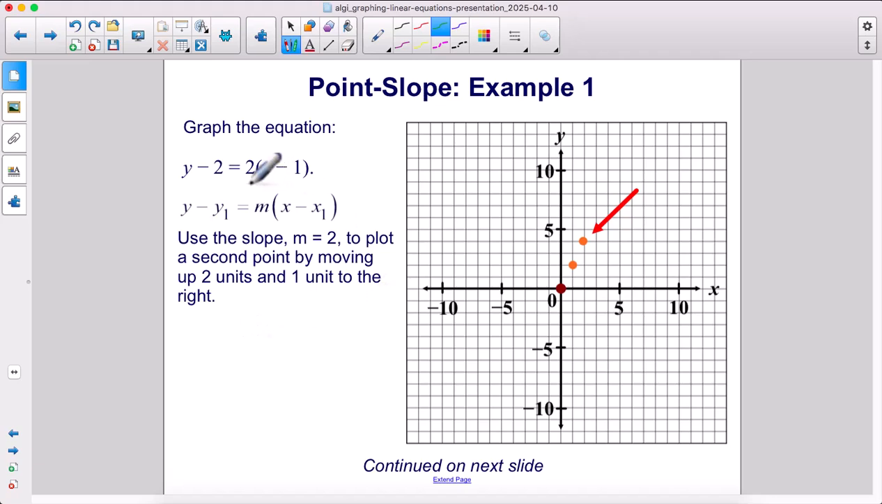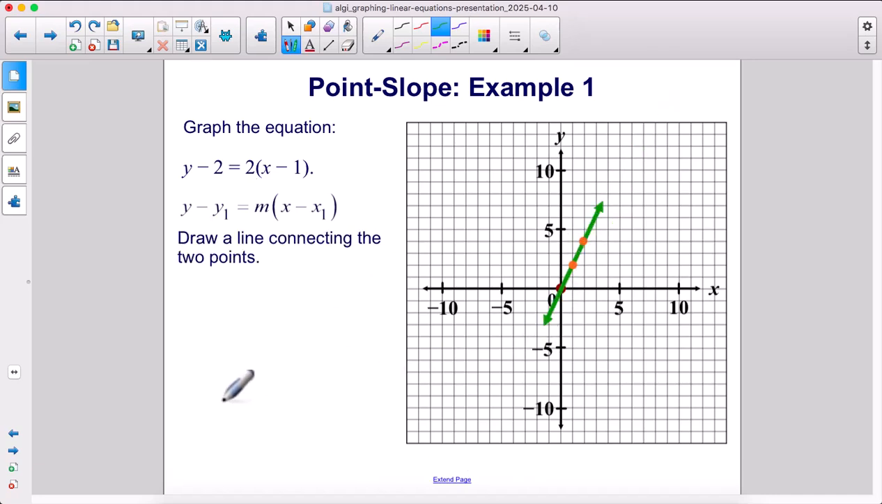Then we're going to use the slope, which is given to us here, 2, by rise over run. We're going to use rise over run, up 2 over 1, and then we connect the dots. And as shown here, we're going to draw a line that connects the 2 points.